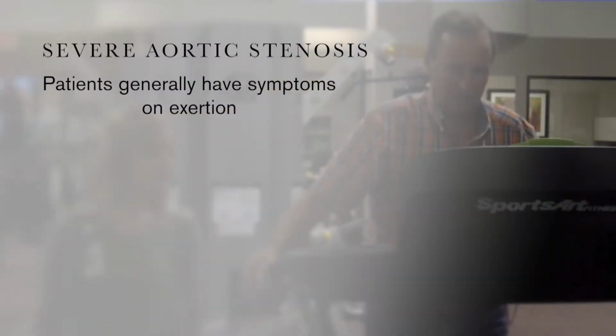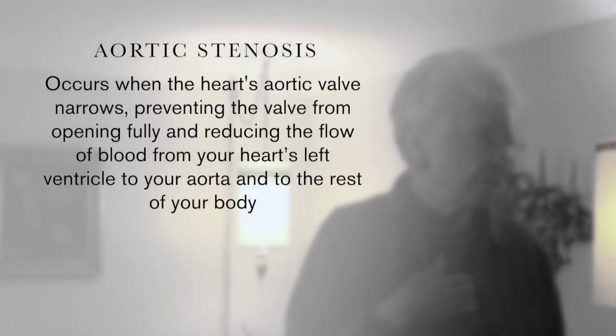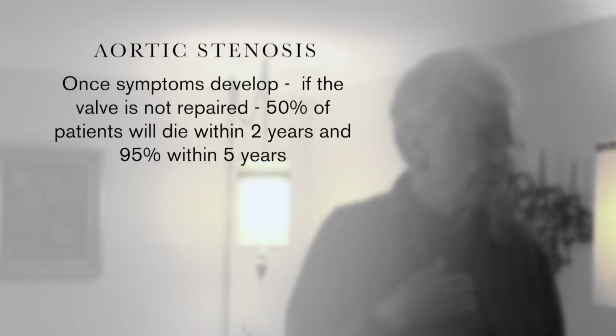Once that becomes severe enough, where we call it severe or critical aortic stenosis, the patients generally have symptoms, so they'll start to be short of breath when they want to do things. And over time, they may be very fatigued. They may also get chest pain. And sometimes they'll get dizzy or even pass out. And those are the symptoms of aortic stenosis, whether it's from bicuspid disease or tricuspid calcific disease. Once the symptoms develop, we know that if we don't fix that aortic valve, 50% of patients are dead in less than 2 years, and 95% are dead in 5 years.